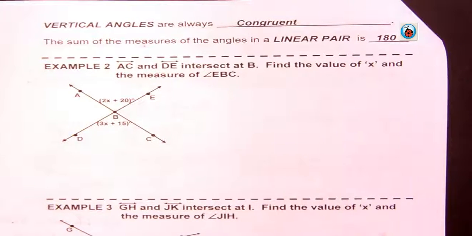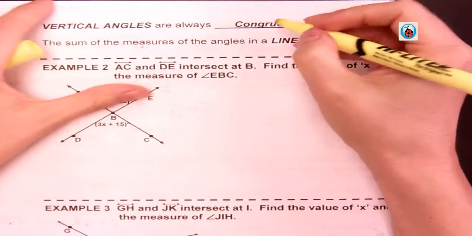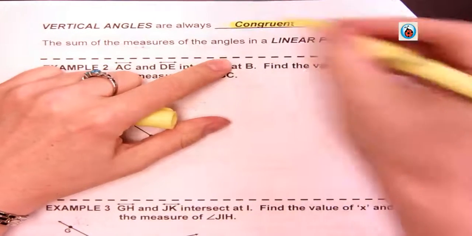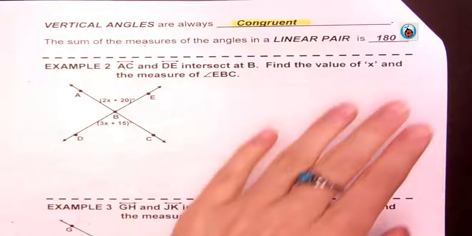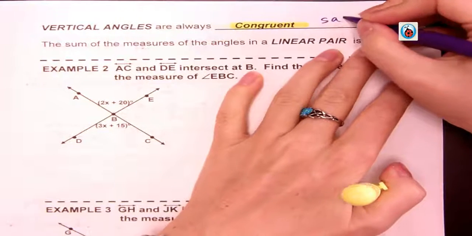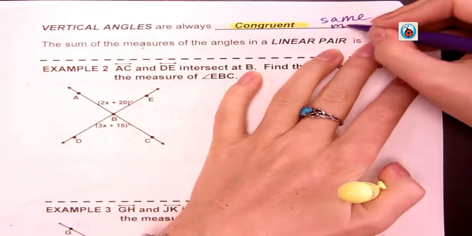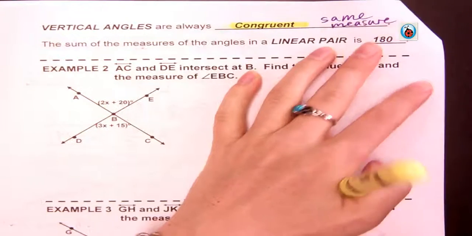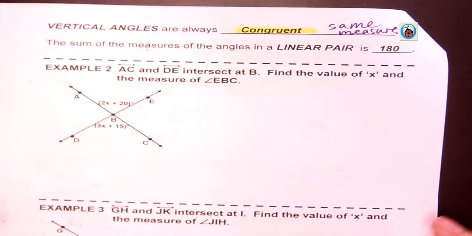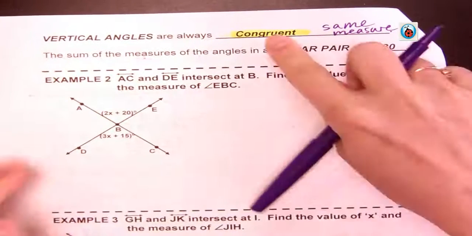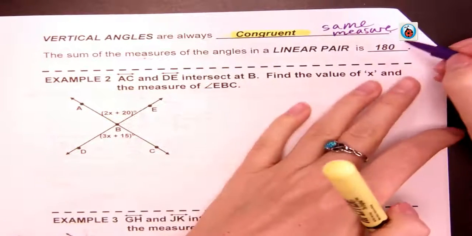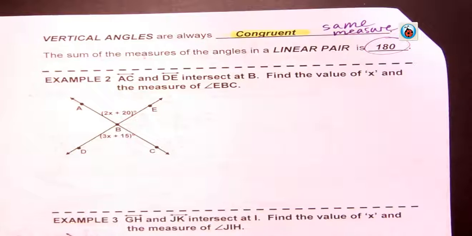And here are 2 very, very important things we use to solve. Vertical angles are always congruent. So congruent means they're the same measure. We set them equal to each other, just like when we had our midpoints and bisectors. Congruent angles, they just equal each other. Linear pair adds up to 180.